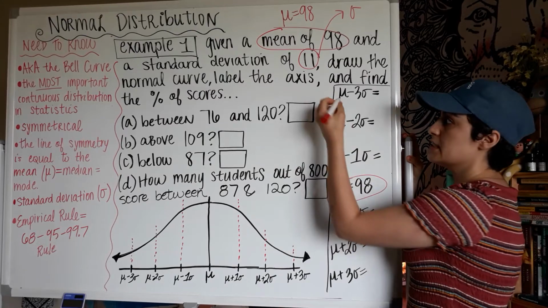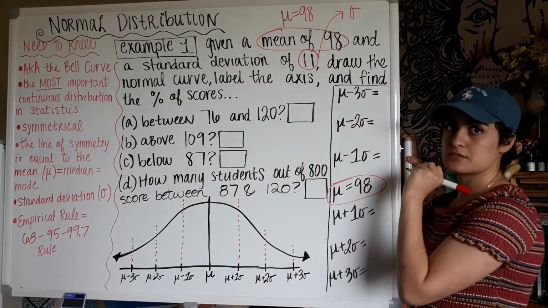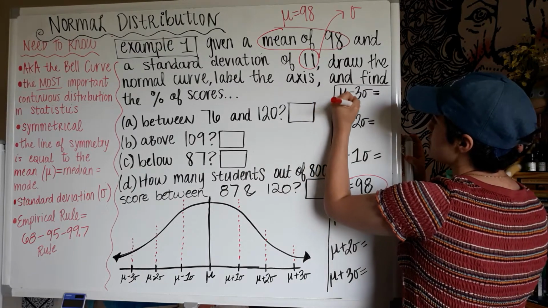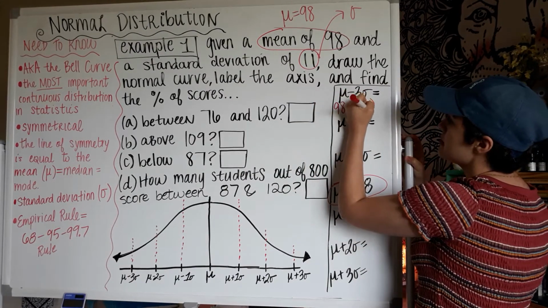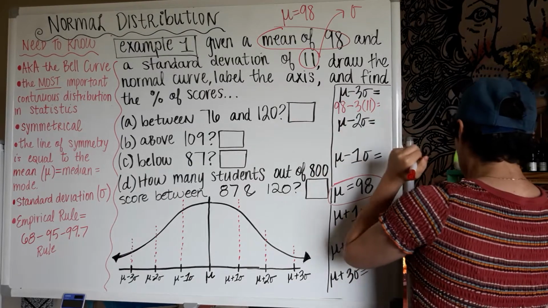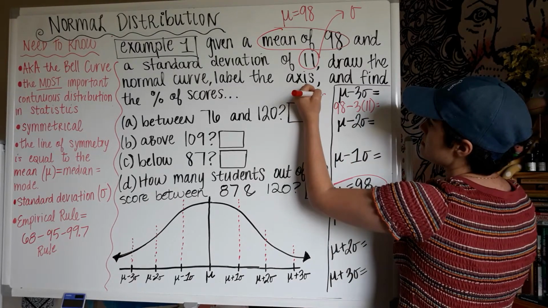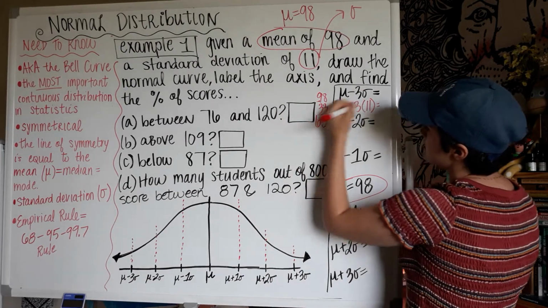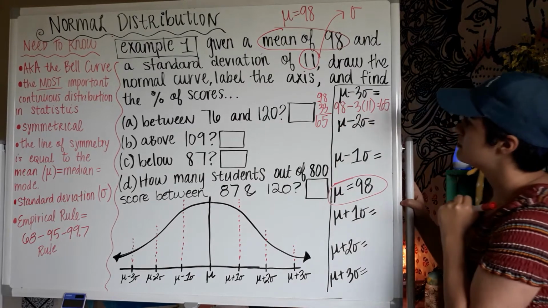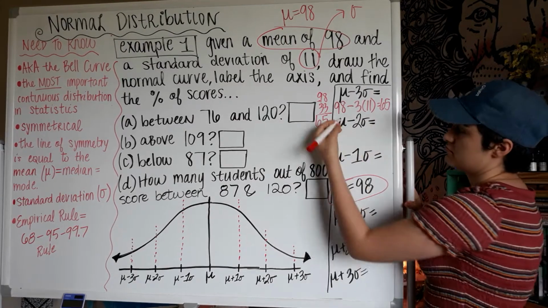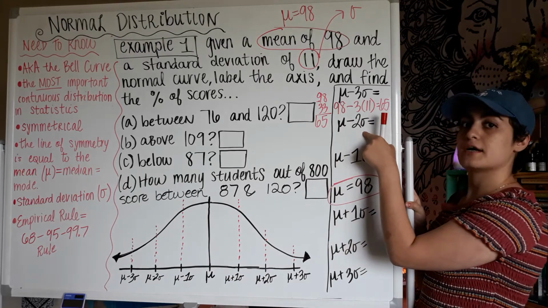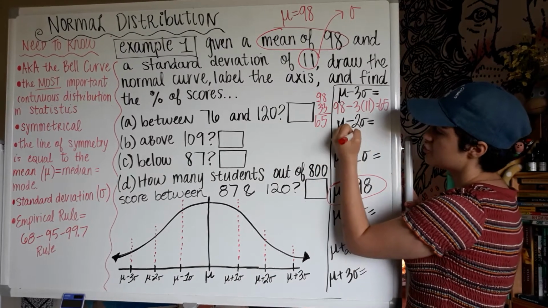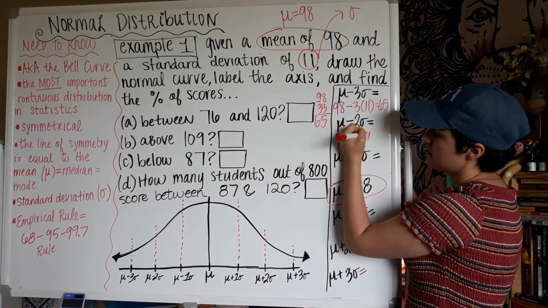So first thing, mu minus 3 sigma. So I'm just going to plug in my numbers. Mu is 98, so that's 98 minus 3 times 11. What is that? 98 minus 33. That is 65. Okay? Next, mu minus 2 times sigma. 98 minus 2 times 11.